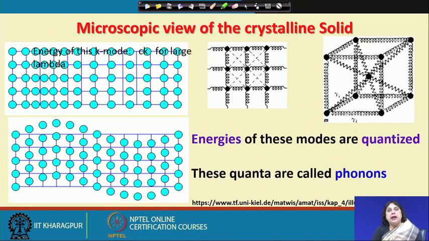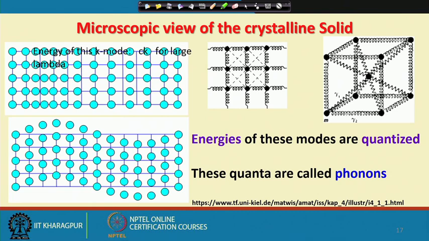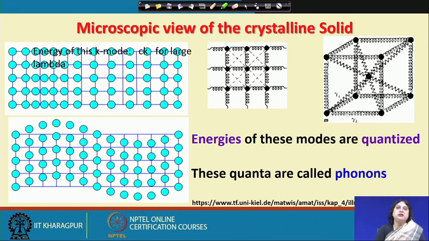Now, the energies of these collective vibrational modes, according to quantum mechanics at the microscopic level, are quantized. These quantized energies of the vibrational modes are called phonons. So, the different microscopic states of the crystalline solid are described in terms of these phonons, and we understand that there is a large number of phonons present that describe the accessible microscopic states of the crystalline solid.